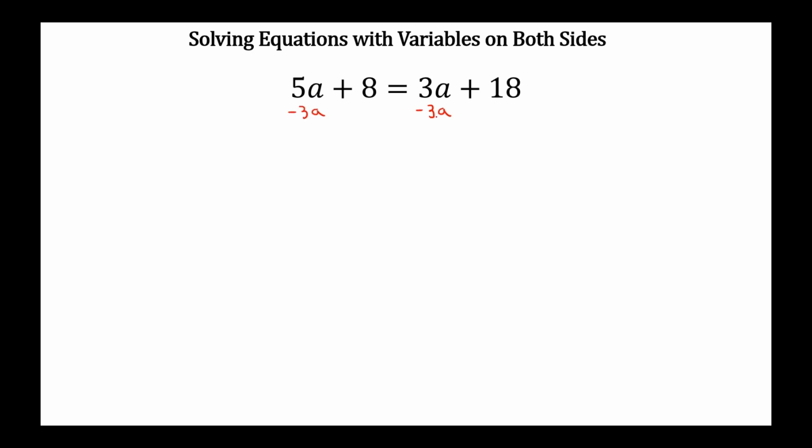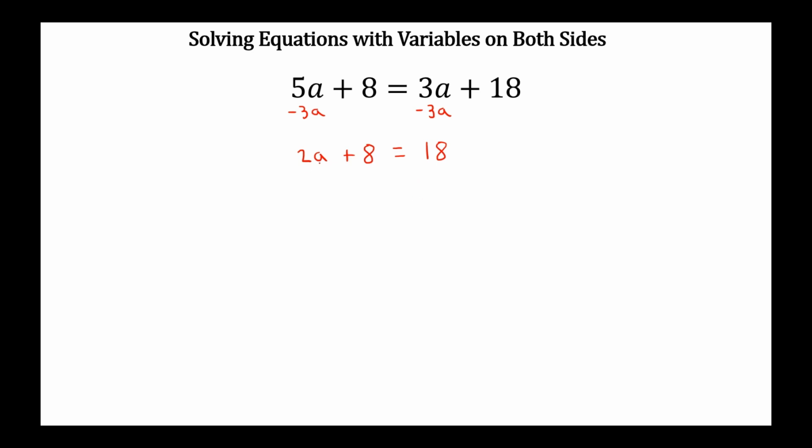Because 3a minus 3a is going to be 0, I don't have to worry about the right side now. All I have on the right side now is just 18. 5a minus 3a would be 2a. So now I still have 2a plus 8 on the left side. So now I have a two-step equation. 2a plus 8 equals 18.